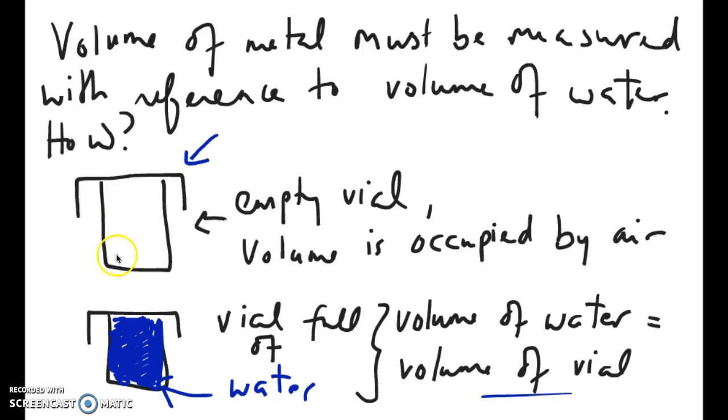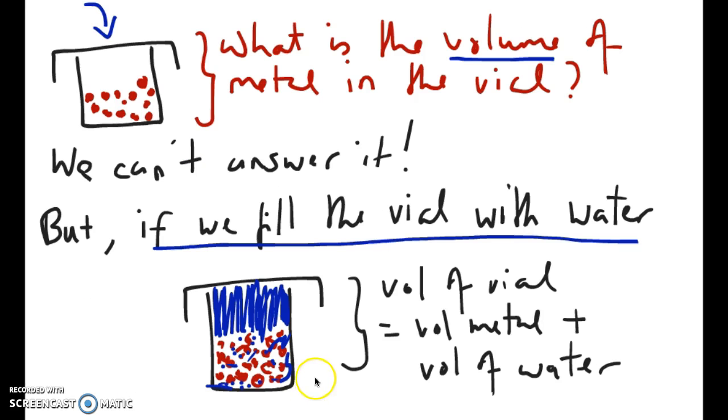When I fill it up completely with water, then the volume of the vial is the same as the volume of the water. And then what I'm going to do is take out some of the water and fill it up with metal. So now the vial contains metal and all the rest of it is filled up with water. So now the volume of the vial here is going to be equal to the volume of the metal plus the volume of the water that fills up the rest of that space.